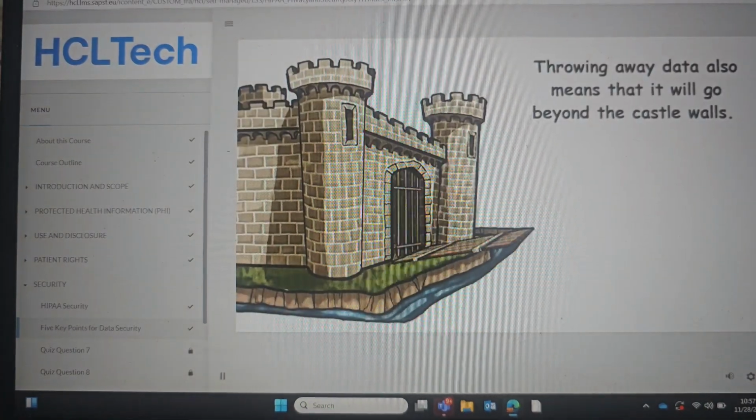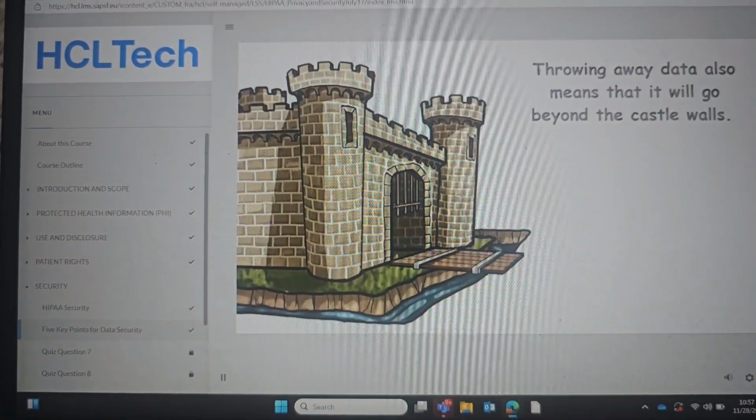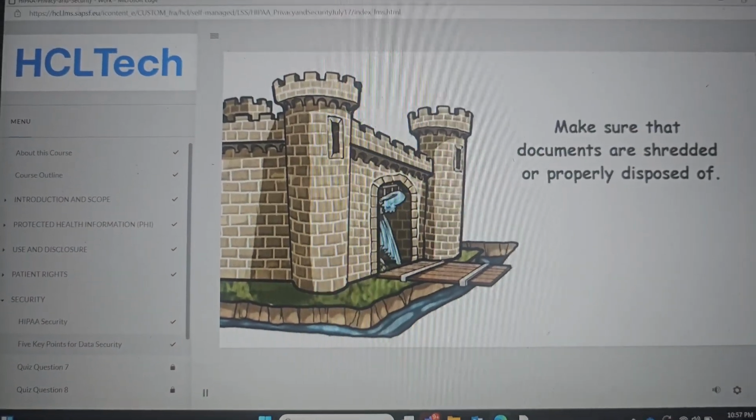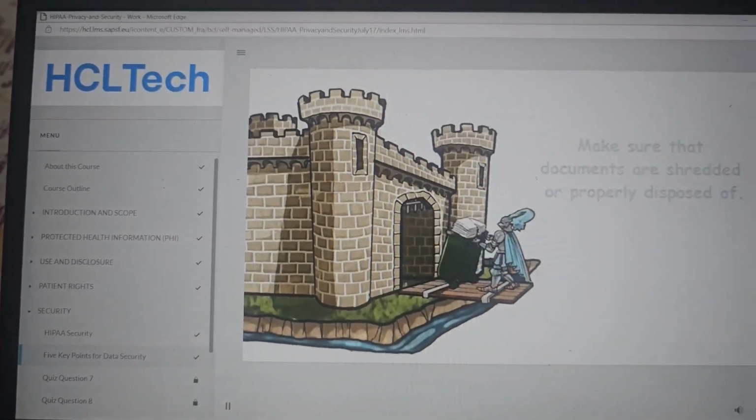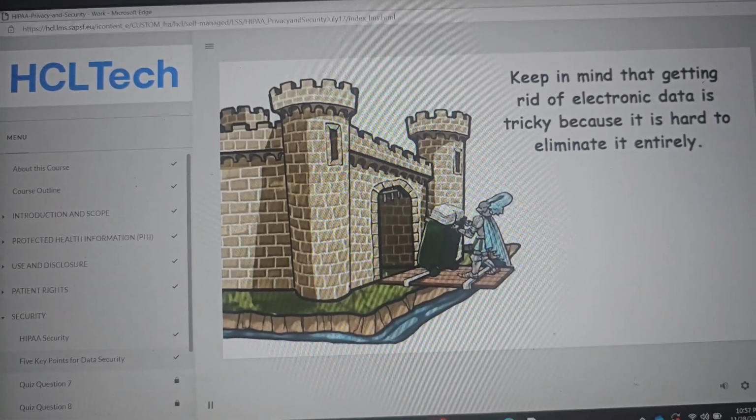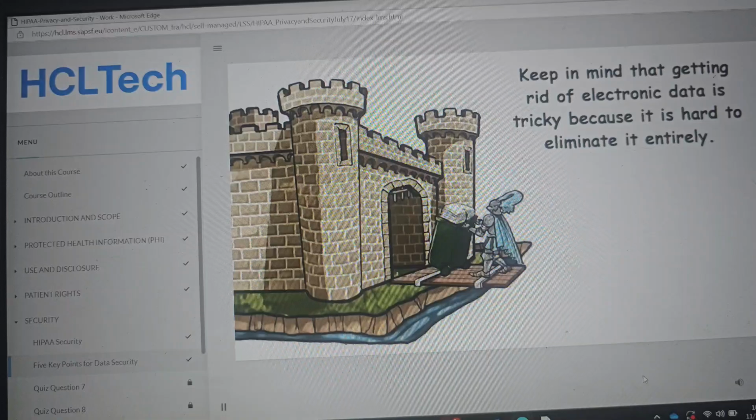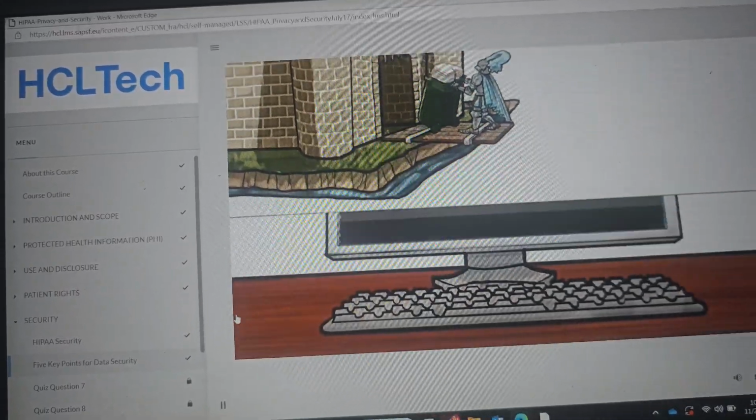Throwing away data also means that it will go beyond the castle walls. Make sure that documents are shredded or properly disposed of. Keep in mind that getting rid of electronic data is tricky because it is hard to eliminate it entirely.